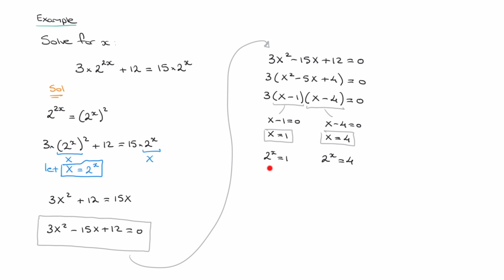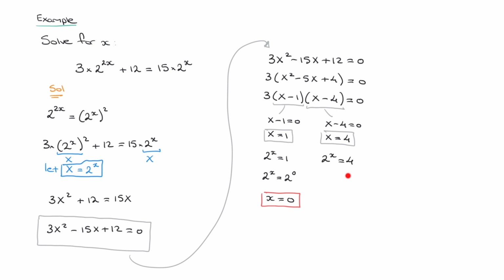And so solving each of these two equations, 2 to the power of x equals 1 is the same thing as 2 to the power of x equals 2 to the power of 0. Remember, any non-zero number raised to the power of 0 is equal to 1. And so if 2 to the power of x equals 2 to the power of 0, that tells us that x must equal 0. And so x equals 0 is one of the solutions to the exponential equation we started off with.